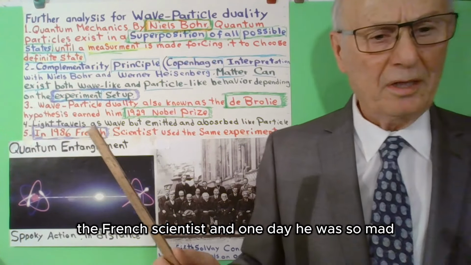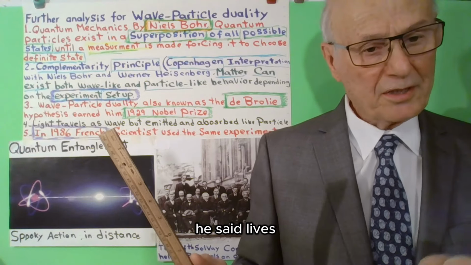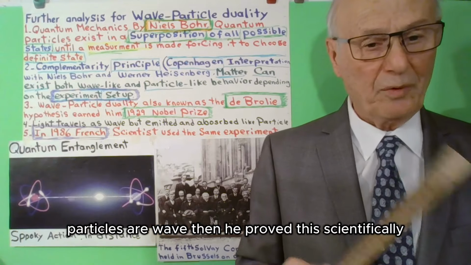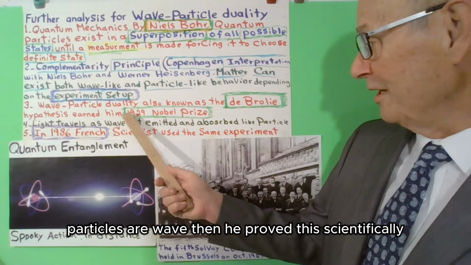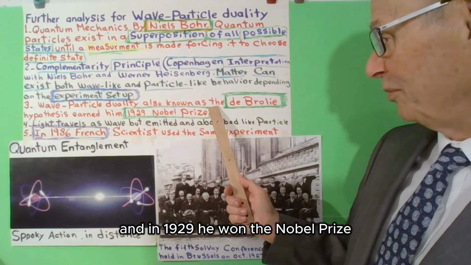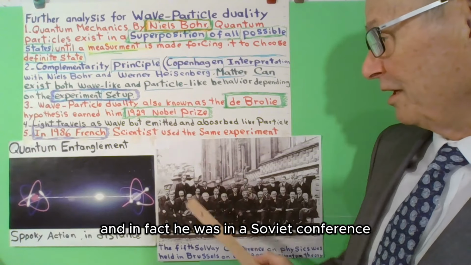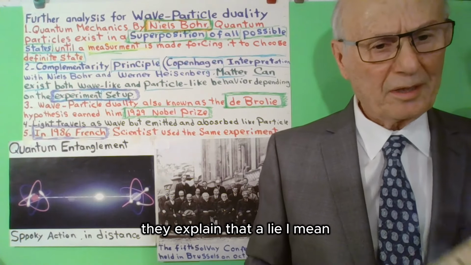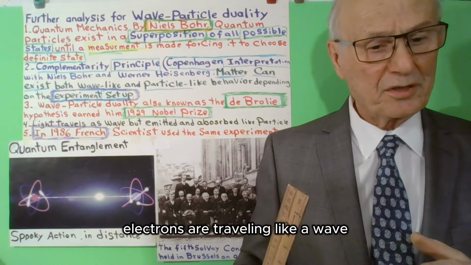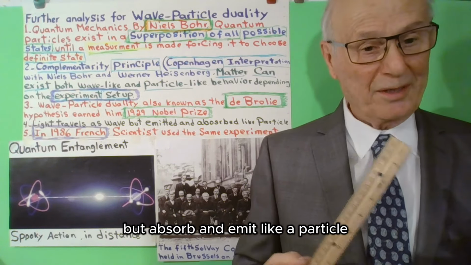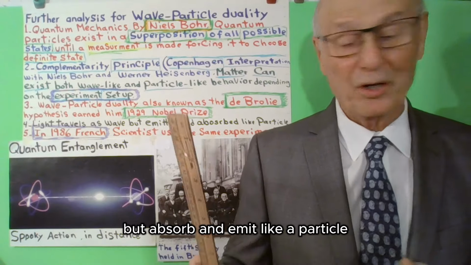And one day he was so mad, he said waves are particles, particles are waves. Then he proved this scientifically, and in 1929 he won the Nobel Prize. And in fact, he was in a Solvay conference. But most physics books explain that electrons travel like a wave, but absorb and emit like a particle.